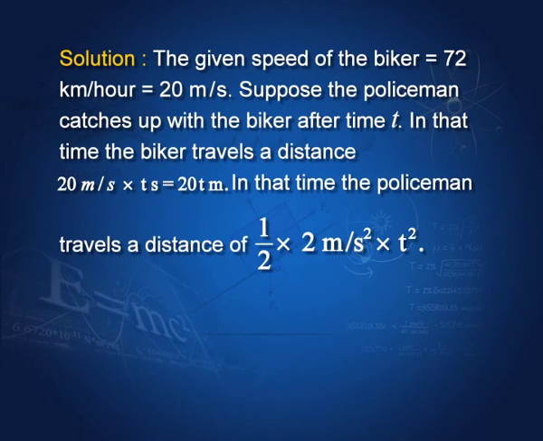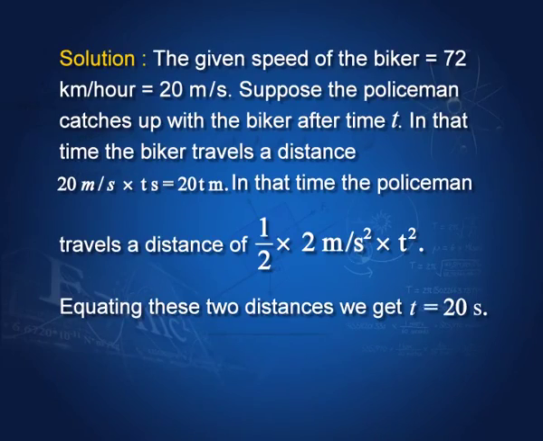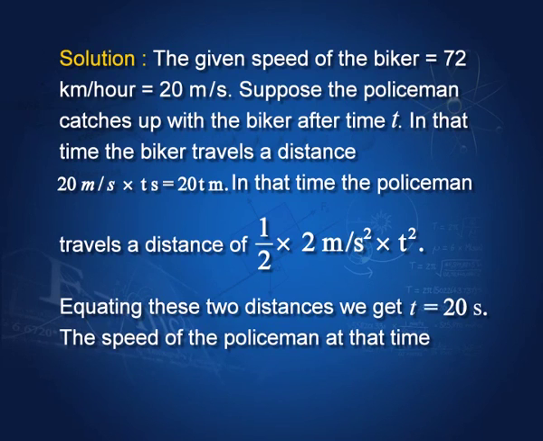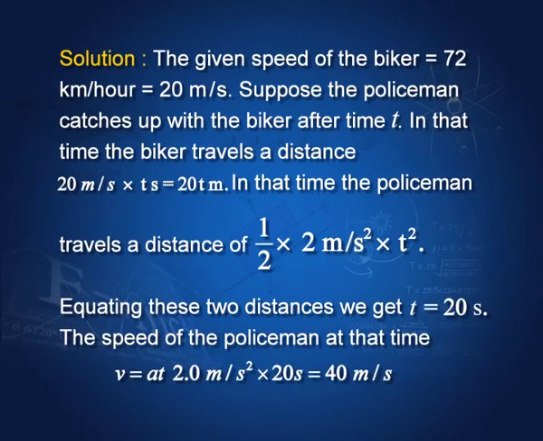In that time, the policeman travels the distance half into 2 meters per second square into t square, that is s equal to half a t square. Equating these two distances, we get t equal to 20 seconds. So, we know that in 20 seconds the policeman is able to get to the biker. The speed of the policeman at that time is given by v equal to a t, because u is 0. So, v is equal to a t, that is 2.0 meter per second square into 20 seconds, which is 40 meters per second.